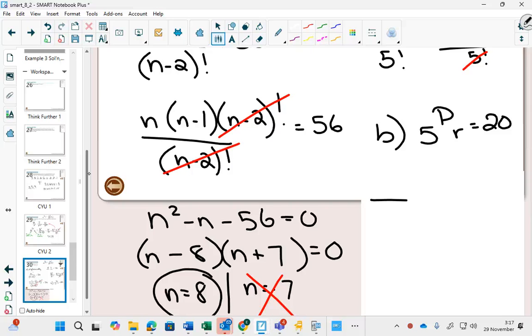You know that you have to start with a 5. So if I did 1 space, is it true? Is 5 equal to 20? No. So I add another space. Is 5 times 4 equal to 20? Yes. So our r value has to equal 2.